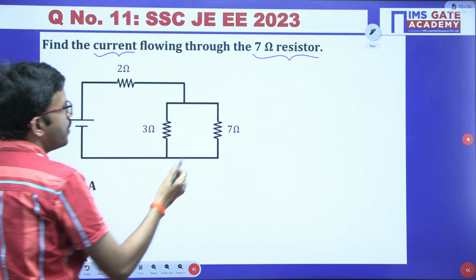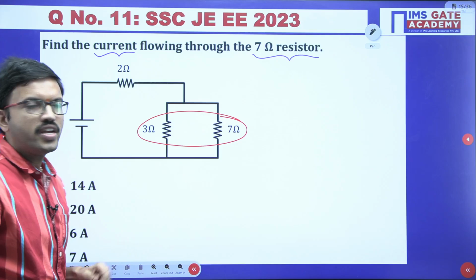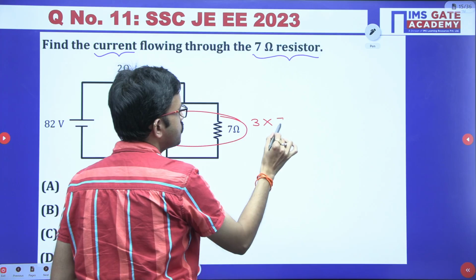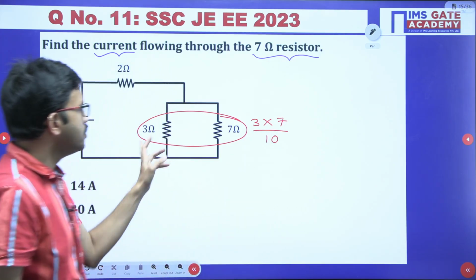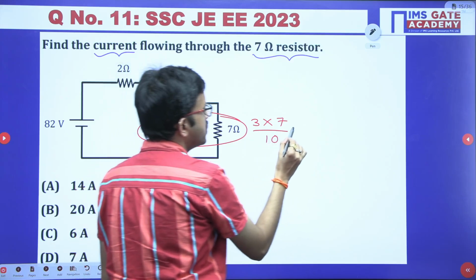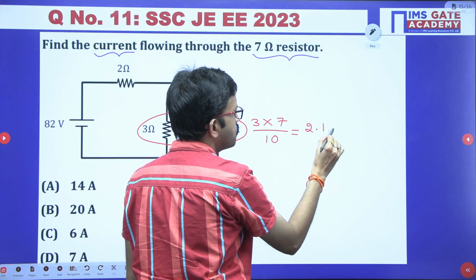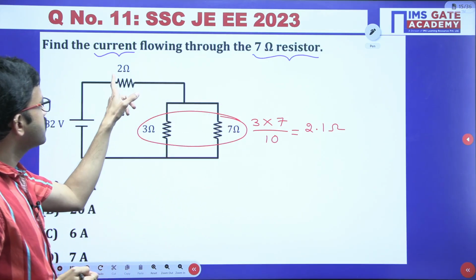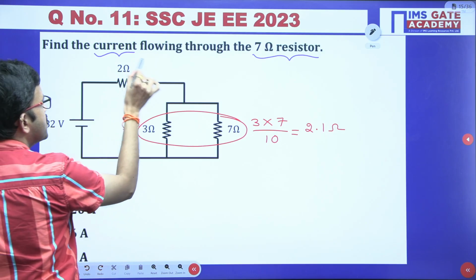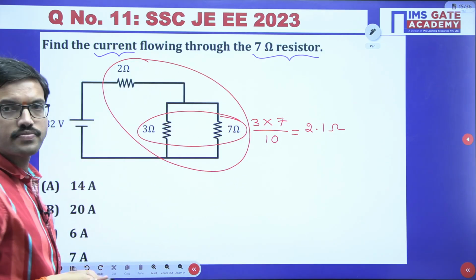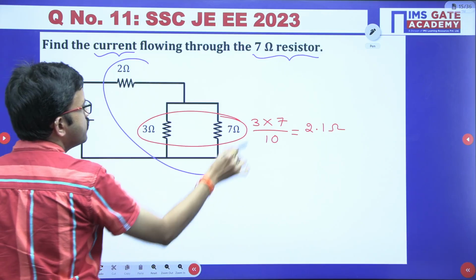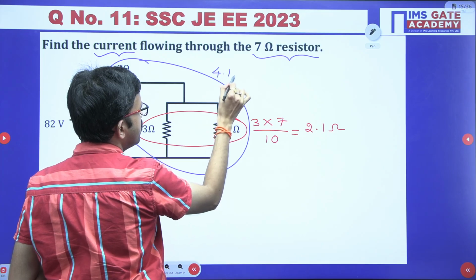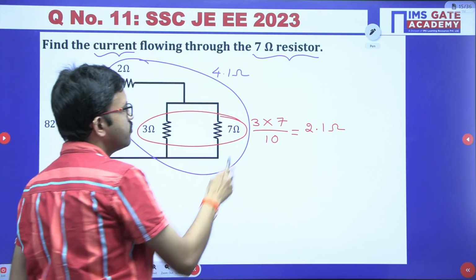For the time being, let us calculate the equivalent resistance here. These 2 are connected in parallel. In parallel, we can get the equivalent resistance like this: R1 R2 divided by R1 plus R2. Here 3 into 7 divided by 10. So 3 7s are 21 divided by 10, that is nothing but 2.1 ohm. Now this single resistor you got and this resistor are connected in series, right? So this entire configuration you get 2.1 plus 2, that is nothing but 4.1 ohm. I hope all of you are getting clarity.